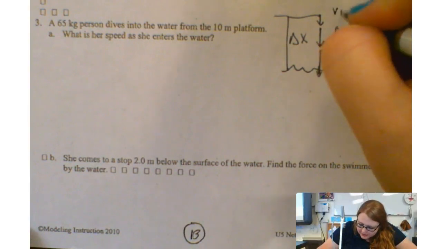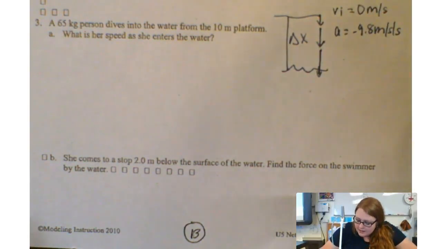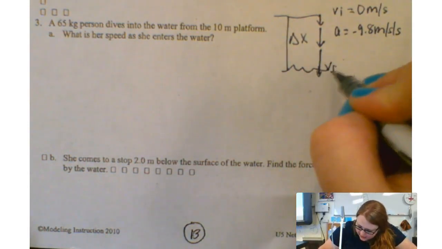My initial speed, I'm going to assume that if they're jumping, they started from 0. And this person is going to hit the water going at some speed.